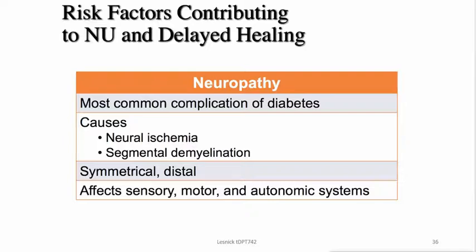Neuropathy is the most common complication of diabetes, and the causes of this are neural ischemia and segmental demyelination. It tends to be symmetrical and distal. It can also affect sensory, motor, and autonomic systems. So think of the stocking glove, tends to be distal, so kind of in the hands and in the ankles and feet.